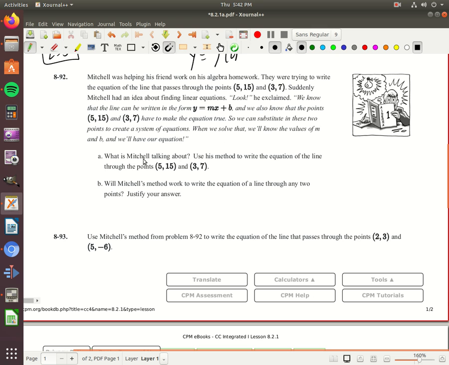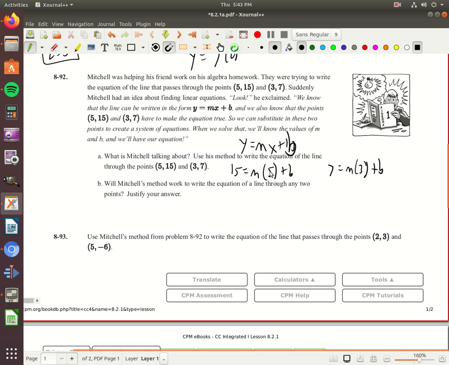Makes sense. So what's he talking about? Use this method to write the equation of the line through (5, 15) and (3, 7). Well, again, we're using y equals mx plus b. So we know that 15 equals m times 5 plus b, as well as we know that 7 equals m times 3 plus b.